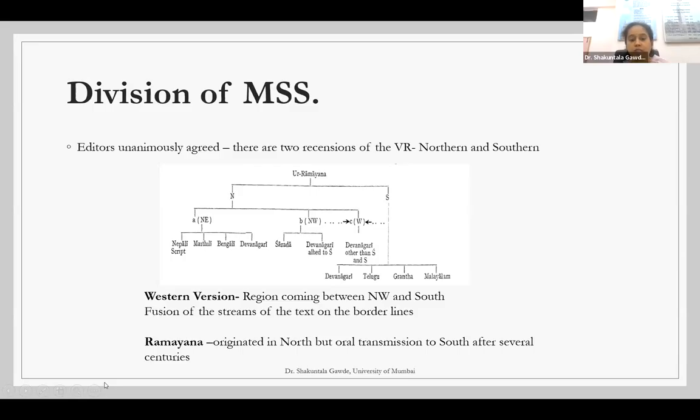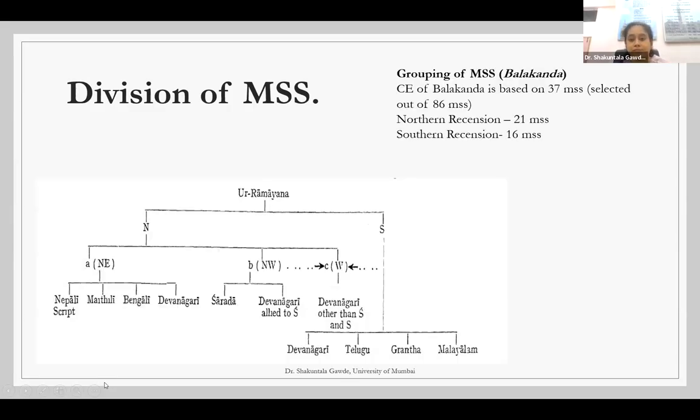Now see, though the Ramayana story revolves mostly around spaces or places from the north, it traveled towards the south after several centuries. It was traveling, and therefore we can see that there were definitely some variants taking place in the text. We can find certain variants.